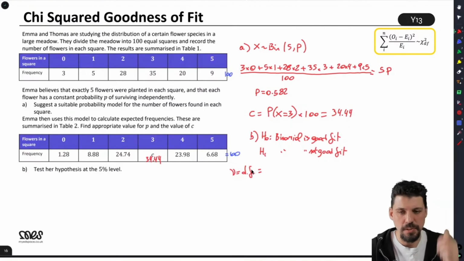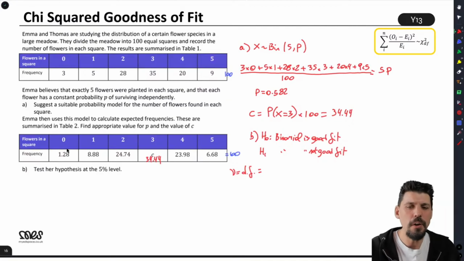Now, a degree of freedom is this. If I was going to come up with these numbers myself, if I was just going to make them up, how many of them can I choose? Well, you would think I could choose all 6 of them, but I can't. And the degrees of freedom isn't.